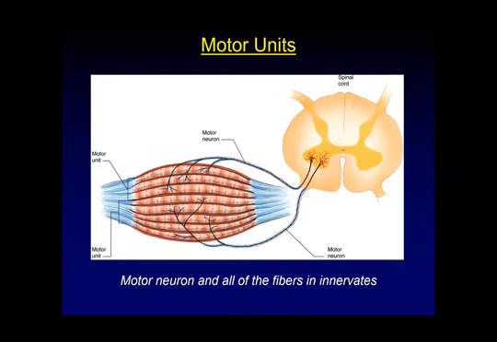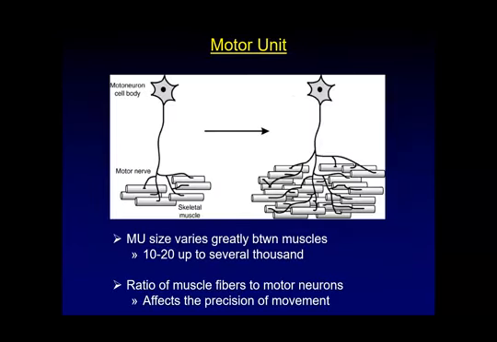Every motor neuron connects to many fibers. Every fiber only connects, or should only connect, to one motor neuron. That way you're not going to get crosstalk and things like that. So here would be a small motor unit. Here would be a larger motor unit, and kind of how it is all set up.